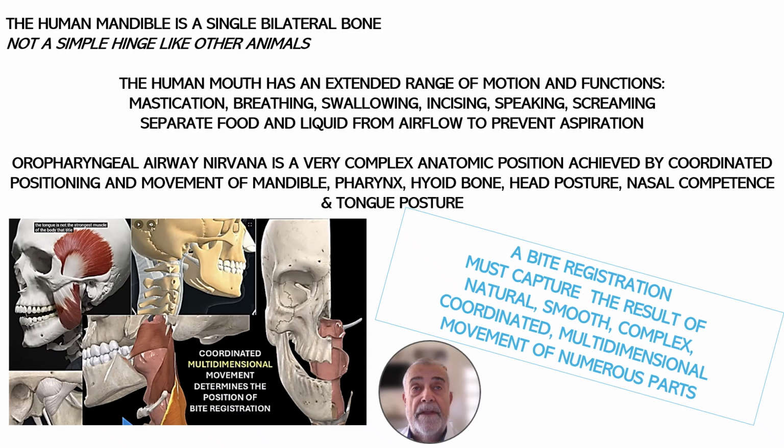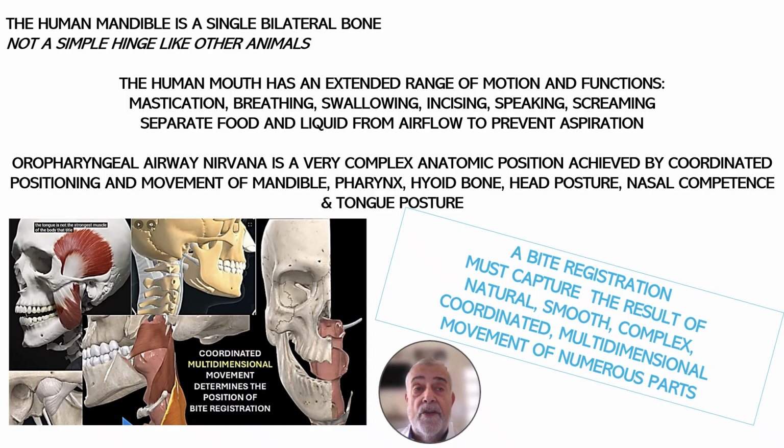The human mandible is a single bilateral bone, not a simple hinge like other animals have. The human mouth has an extended range of motion and functions: mastication, breathing, swallowing, incising, speaking, screaming, separating food and liquid from airflow to prevent aspiration. Oropharyngeal nirvana is a very complex anatomic position.